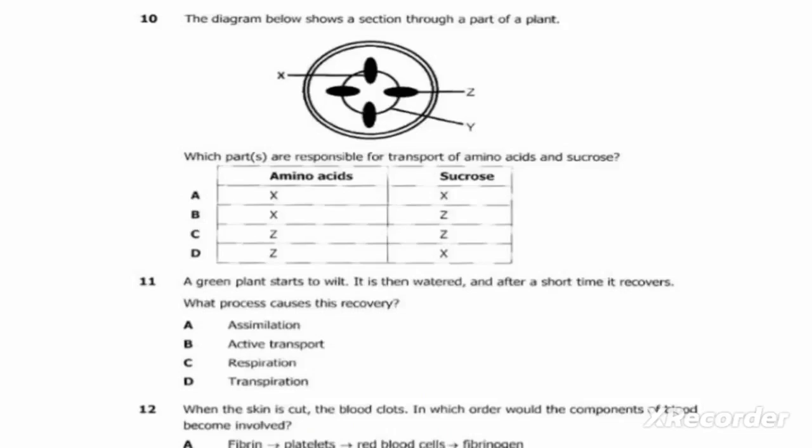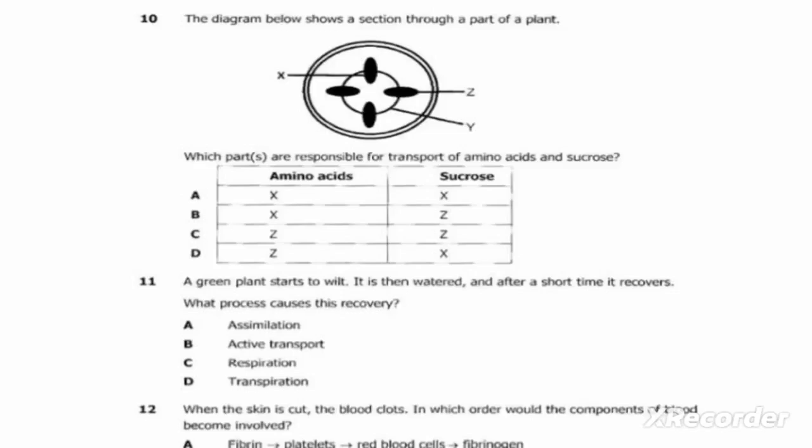Question 11, the question reads, a green plant starts to wilt. It is then watered. After a short time, it recovers. What process causes this recovery? A. Assimilation. B. Active transport. C. Respiration. D. Transpiration.